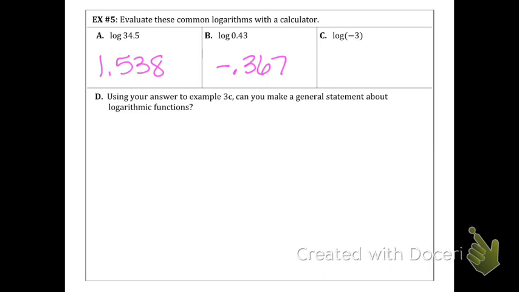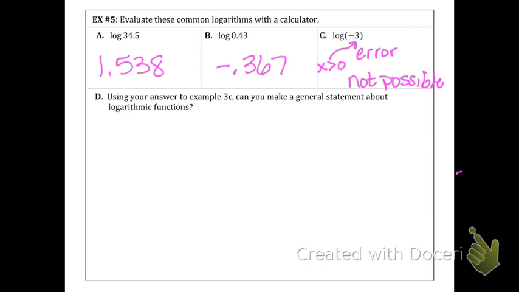And then I got log of negative 3, and it told me error, which means it's not possible. There's no solution. The reason is, we haven't talked about it yet, but that number there has to be greater than 0. It can't be 0 and it can't be negative. It has to do with the graph, which we'll talk about in a few minutes. And so D, that's what it talks about there.